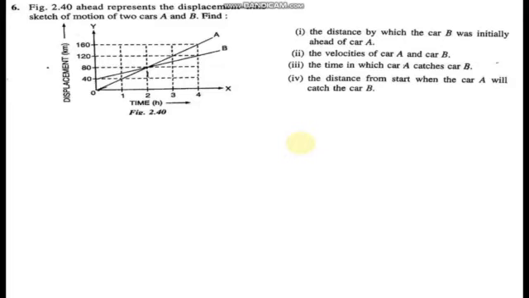Come to the next question. In this figure, it represents a displacement time sketch of motion of two cars A and B. You have to find the distance by which the car B was initially ahead of car A.